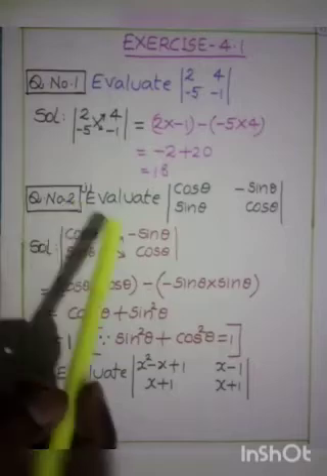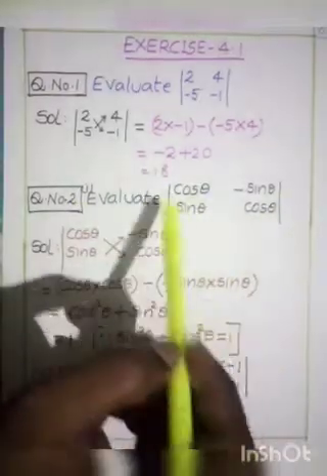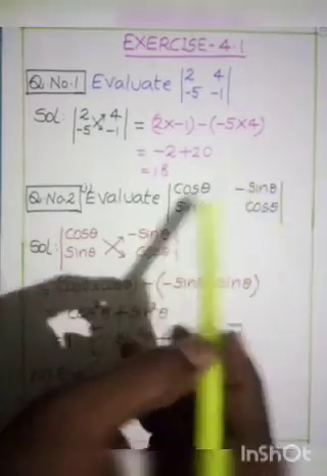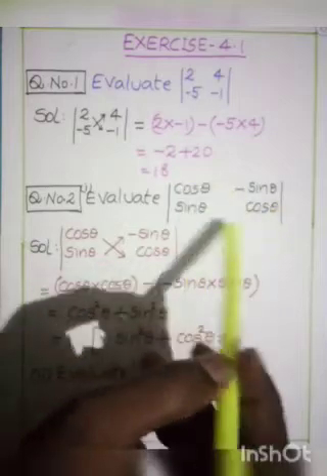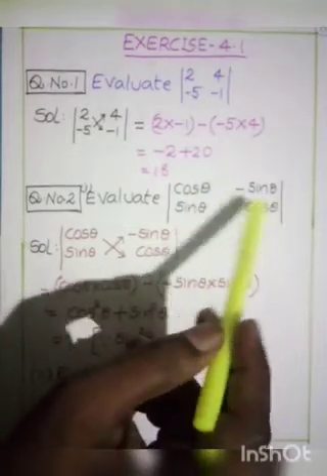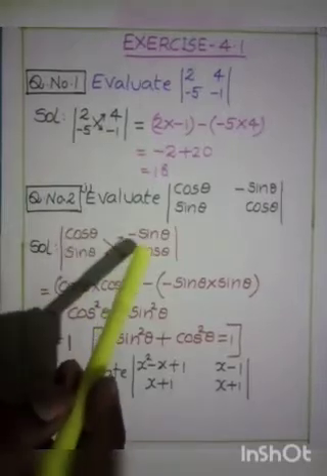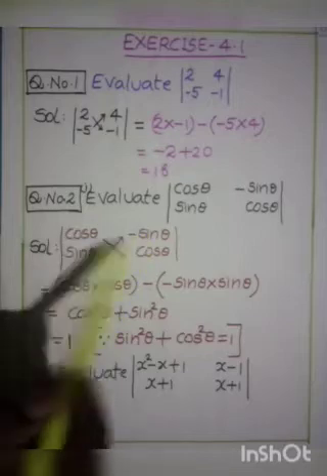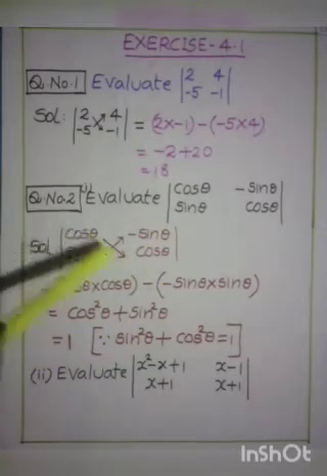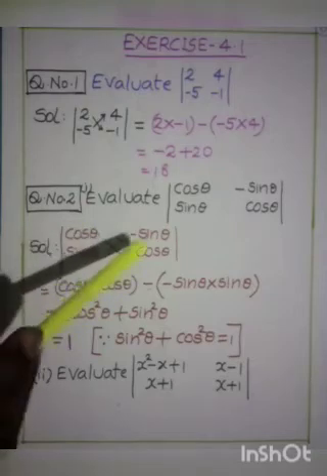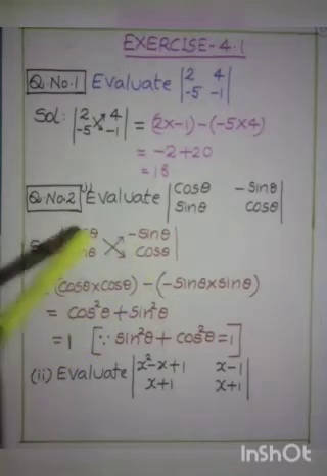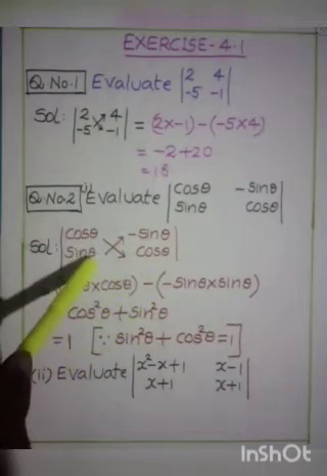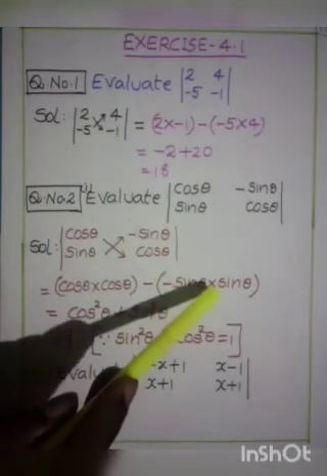Now come to question number 2. Evaluate the determinant, not modulus. Remember this point, my dear children. Determinant cos theta, minus sin theta, sin theta, cos theta. We have to find the value of the determinant of this matrix. Let us take this matrix. How do you find it? Just like cross multiplication, I told you clearly. So cos theta into cos theta, we write as the first term, minus sin theta into minus sin theta, we write as the second term.